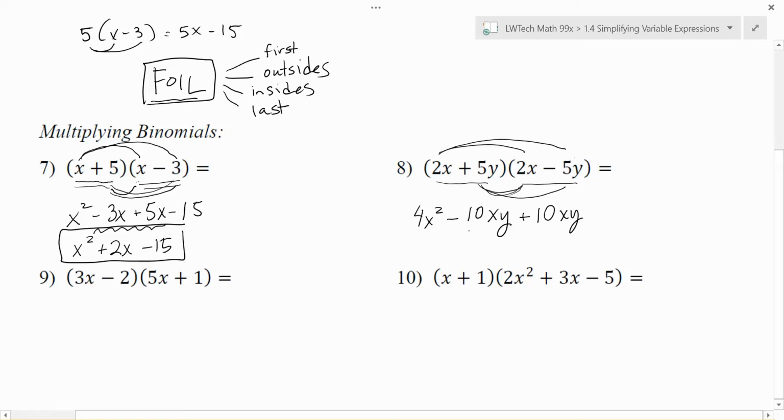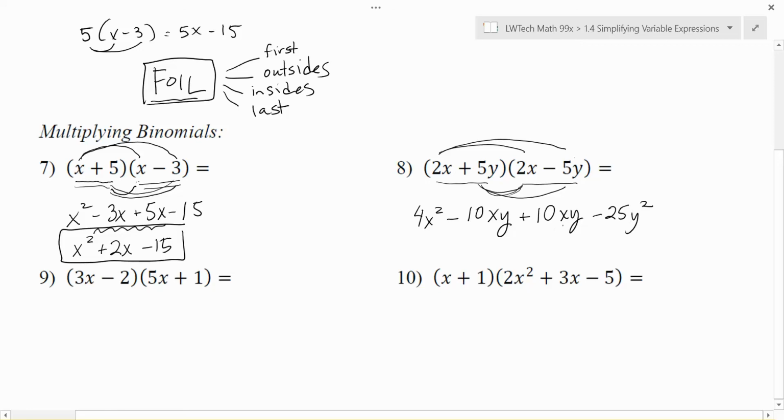And usually when we're writing variable expressions, we like to write them with the lowest letter of the alphabet first, so we put them in alphabetical order. Then for the next part here, we're going to do 5y times a negative 5y, which gives me a negative 25y squared. So that's going to be the final part when I go through.